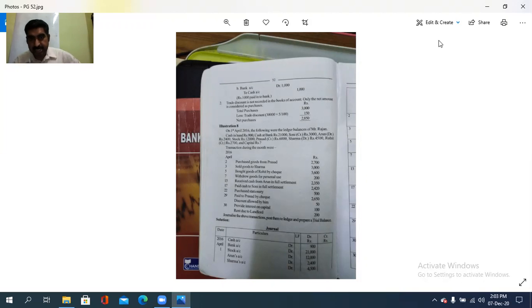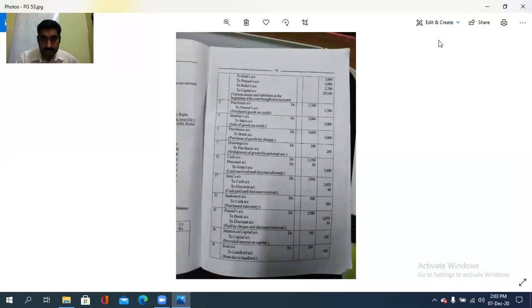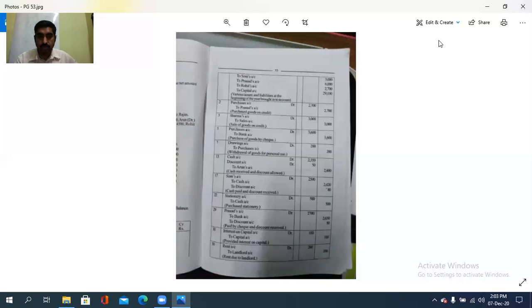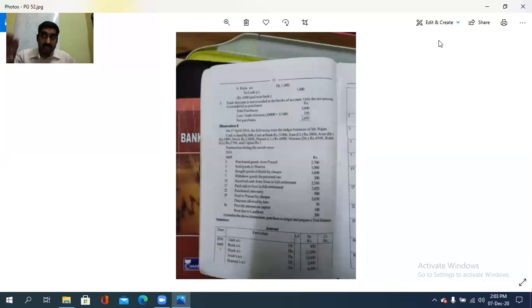Rohit debtor to bank, to discount received. And provide interest on capital and rent due to landlord. Need to pay the rent, isn't it? So interest on capital account debtor to capital account. See the entry, and rent due to landlord: rent account debtor to landlord account. Means it is to be paid to the landlord. The cash is to be paid as rent. So this is the journalizing of the transactions.